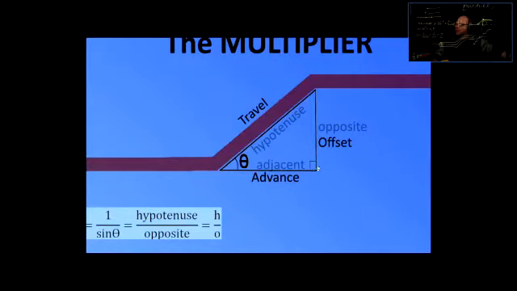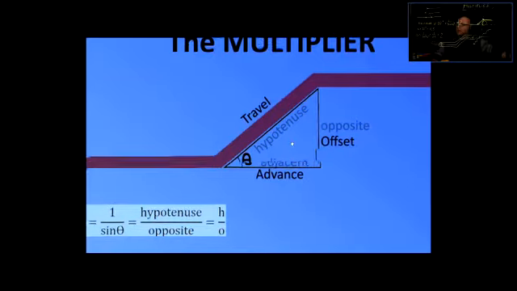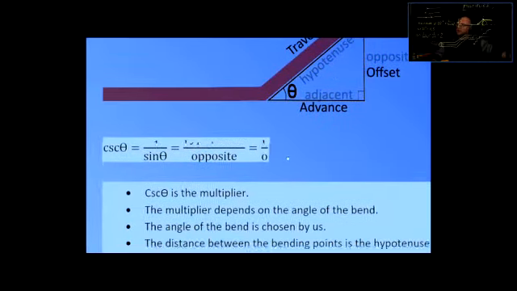So you might as well get the answer right now. If you want to find out the distance between those points, which is the hypotenuse, once you find out the multiplier, which is 1 over sine of this, you take that multiplier, multiply it by this height, and you're going to get the distance between those 2 points. And all you have to do is apply the bends according to the chosen angle.